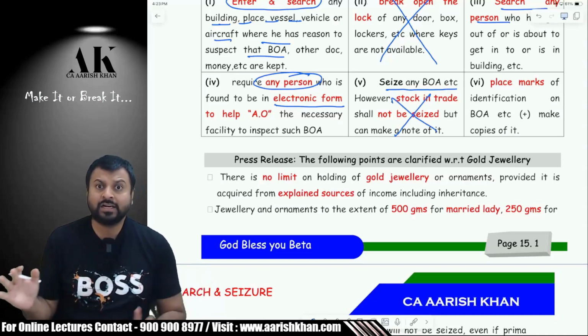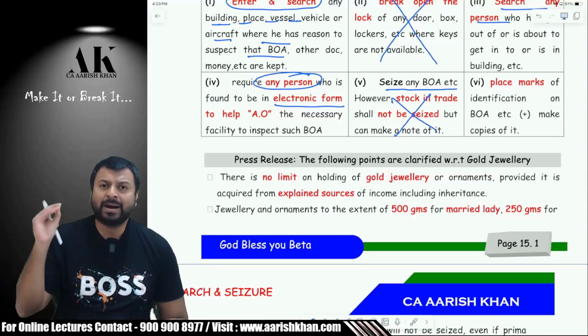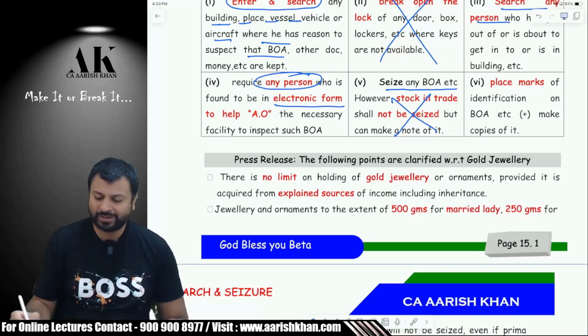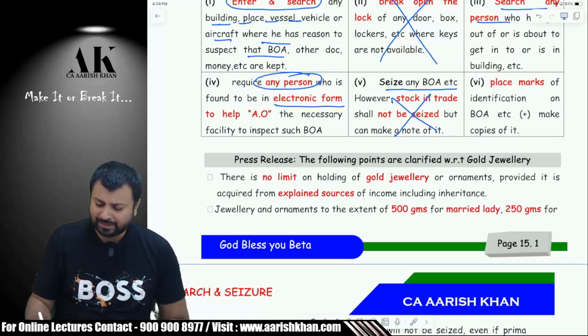In search and seizure, stock in trade cannot be seized. Apart from stock in trade, every undisclosed item can be seized. Remember, only undisclosed items will be seized. Disclosed items cannot be seized by the department. Then the officer will do some basic things like place marks of identification, make copies of books of accounts, etc.